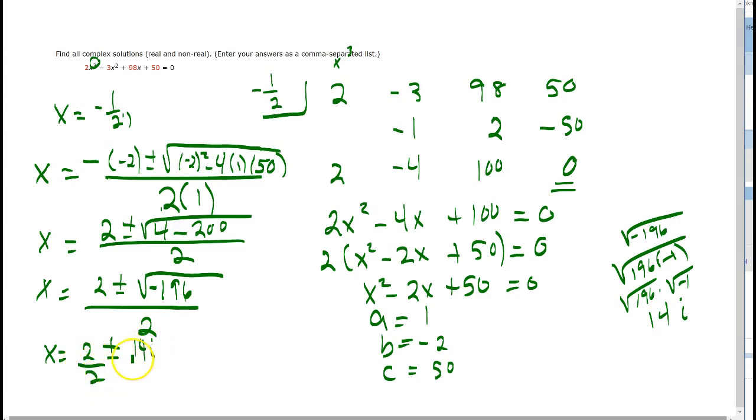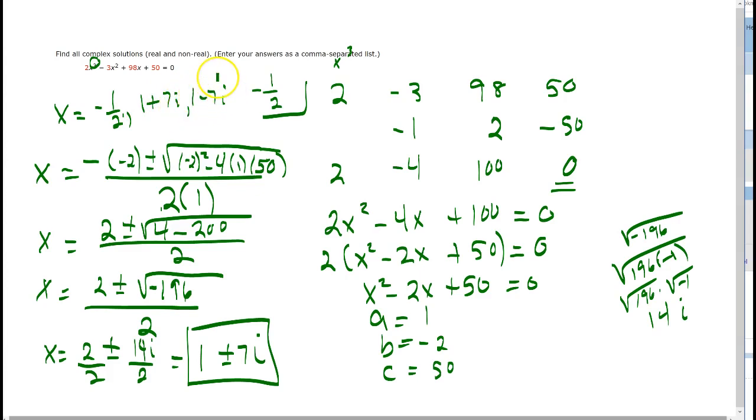over 2, and I'm going to break this into 2 separate fractions because we can simplify further. And so it looks like 1 plus 7i and 1 minus 7i are our other two zeros. So there are our three zeros, real and non-real, for this particular polynomial function.